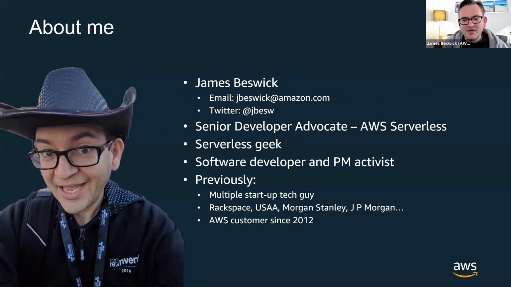So my name is James Beswick. I'm a senior developer advocate here at AWS Serverless. And I've been a self-confessed serverless geek for quite a long time. And I've been a software developer for many years and a product management activist. I'm somebody who likes using technology to solve business problems instead of just building things for the sake of building things. I've worked in lots of different companies, including Rackspace, Morgan Stanley, USA, and I've been an AWS customer since 2012. So I've actually used a lot of things before serverless as well, so I'm fairly familiar with the way AWS works.